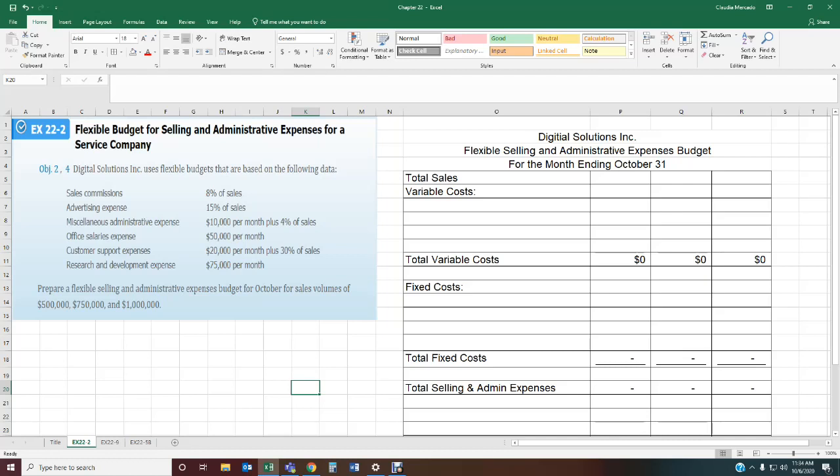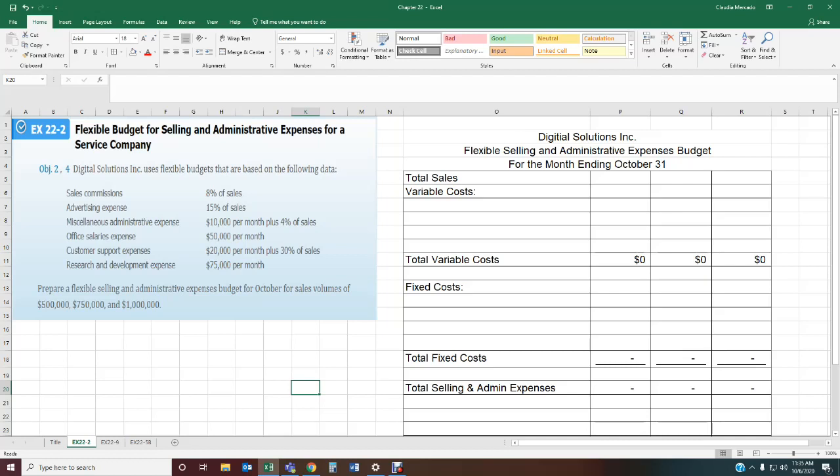We also have office salaries expense. That's $50,000 per month. That is a fixed cost. We have customer support expense, a fixed cost of $20,000 per month, and then we have a variable cost of 30,000 percent of your sales. And then we have research and development expense. We have a fixed cost of $75,000 per month.